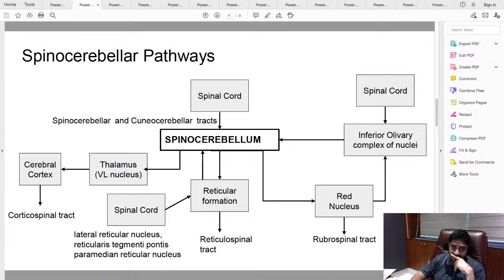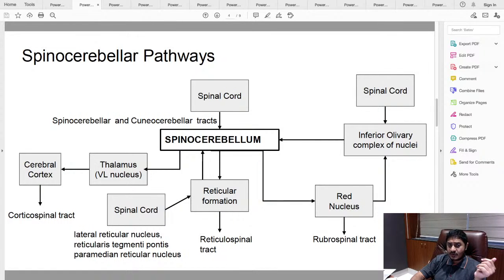Okay. Note that information from the spinal cord reaches the spinocerebellum via multiple pathways. One is via the spinocerebellar and the cuneocerebellar pathway. The other is information from the spinal cord reaches the inferior olive. From there, you have the olivocerebellar pathway, which is essentially the climbing fibers. So that's one. But even within the spinocerebellar pathway, you have two pathways: the dorsal pathway and the ventral pathway, and then the cuneocerebellar tract. Right. So this is how the spinocerebellum receives its inputs.